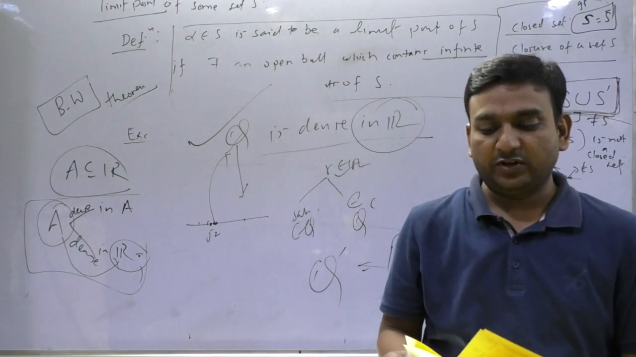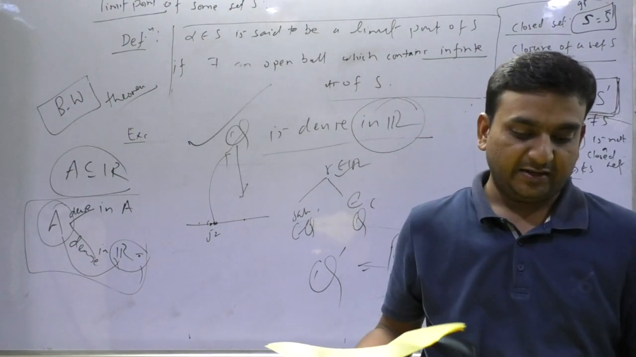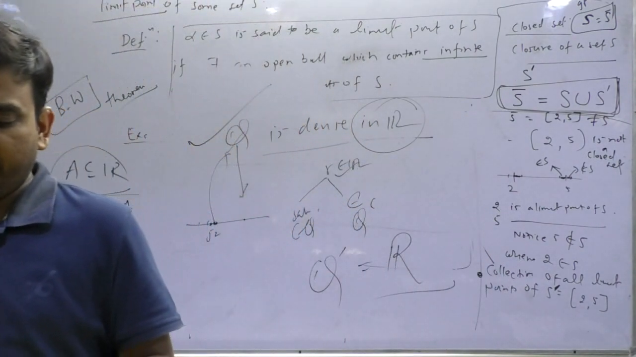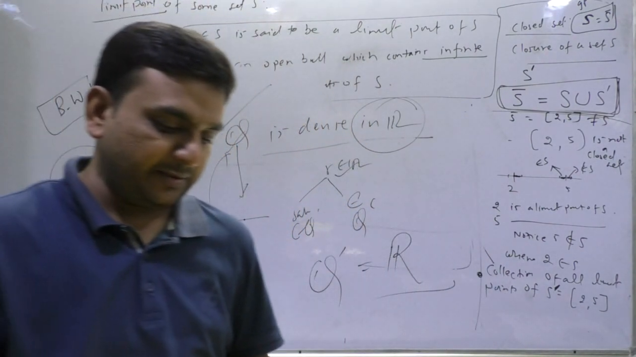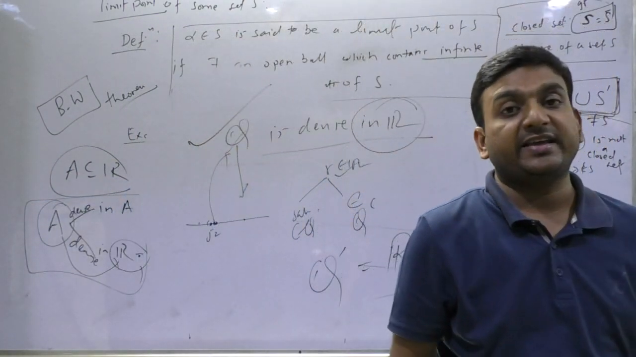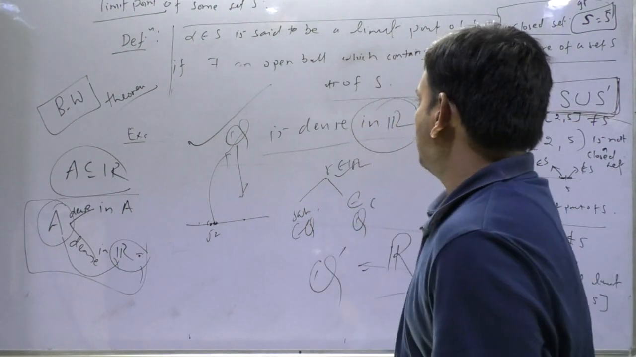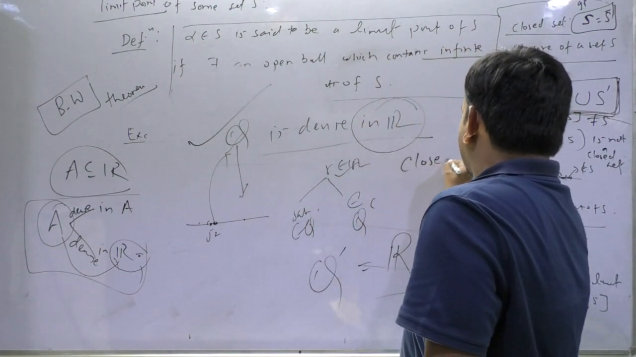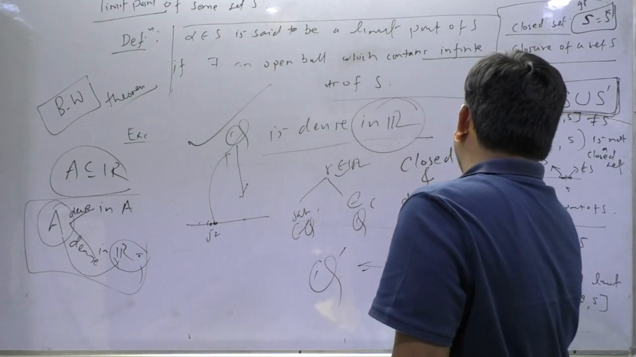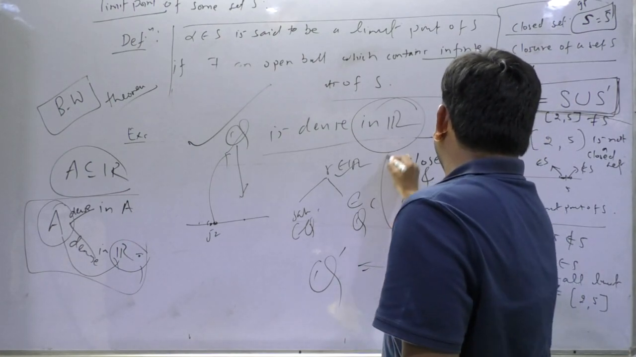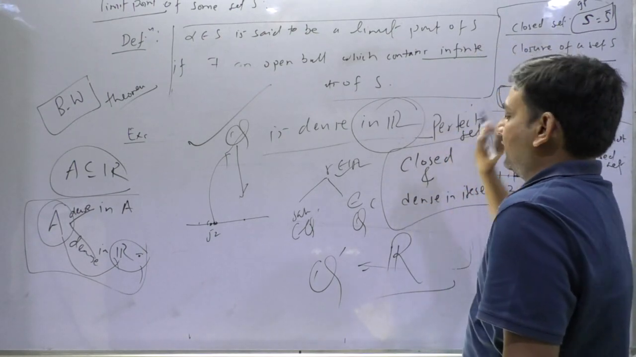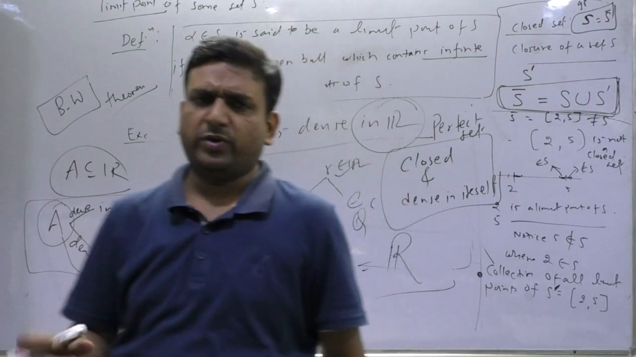The last term for this topic is perfect set. So, the definition is simple. A set S is said to be perfect if it is identical with its derived set, or equivalently a set which is closed and dense in itself. Two words you should focus on: closed and dense in itself. Perfect set, just focus on two words.